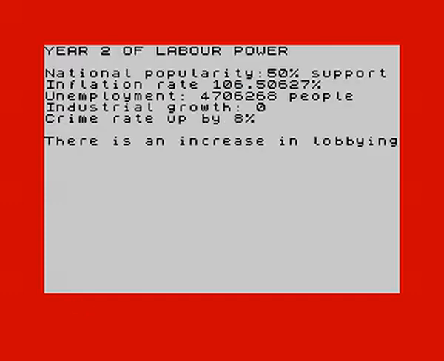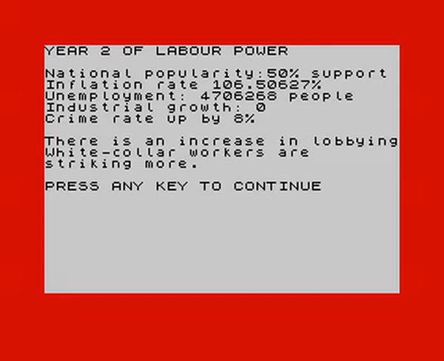Let's see how we're getting on, year 2. 50% popularity. Inflation rate is massive. Unemployment is still 4.7 million. No industrial growth. Crime rate is up. Some of my typing in may be wrong. This is all part of the fun.